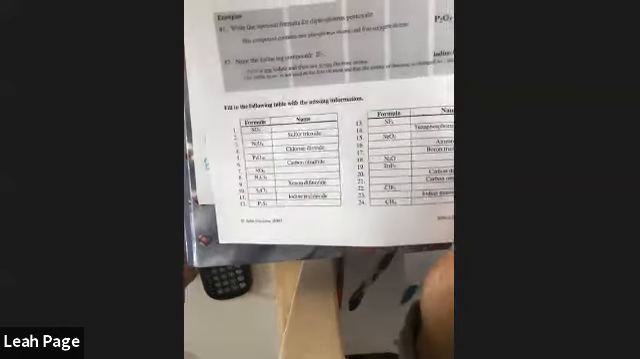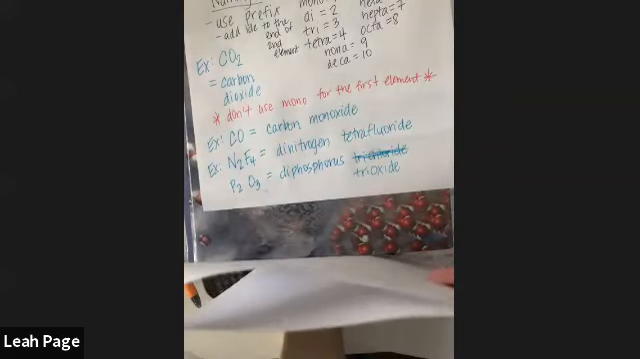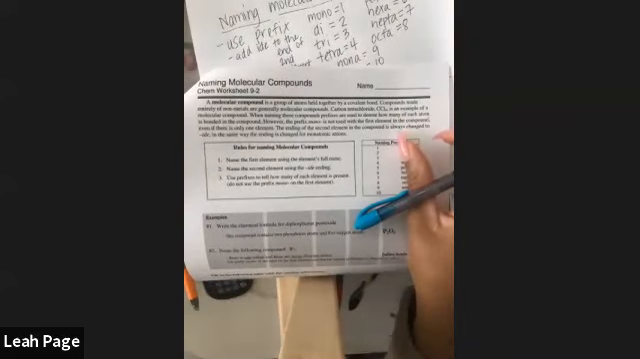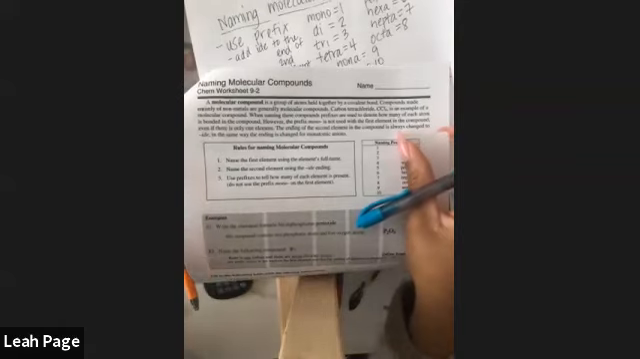So now there's a worksheet under chapter 5. Go get it. There's a worksheet on chapter 5, naming molecular compounds. Let's pull this one up and just do the first 12 on this page, and that's it for today.